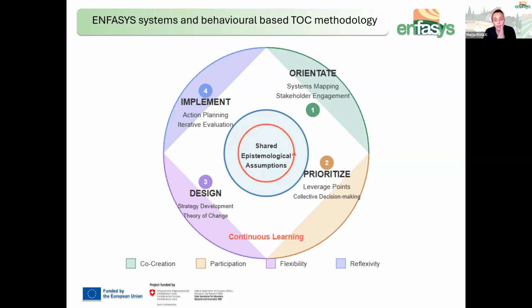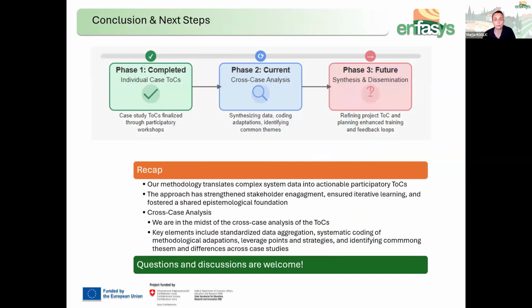Each colored section embodies a key principle: co-creation, participation, flexibility, and reflexivity. And this visual summary actually encapsulates how our methodology embraces complexity while providing a structured approach to developing what we call sustainable agricultural solutions. So to conclude, I'll walk you through where we are actually in our project timeline.